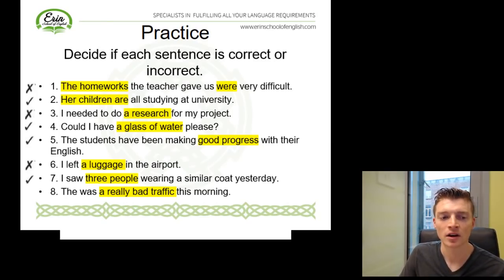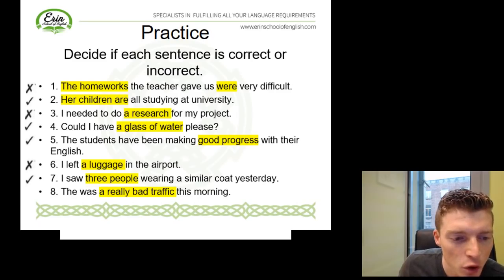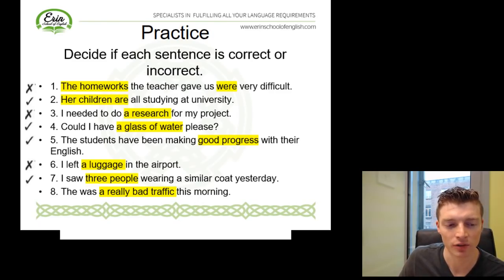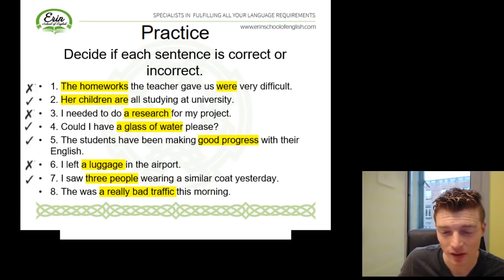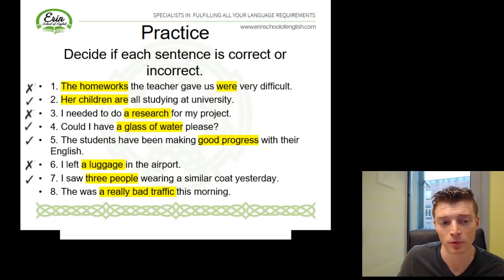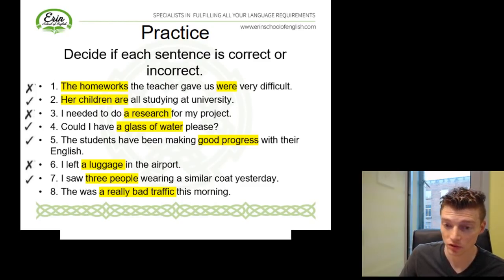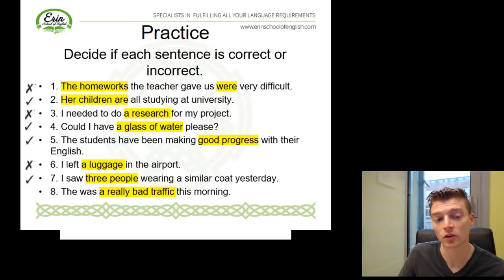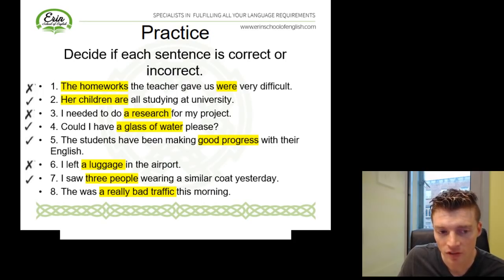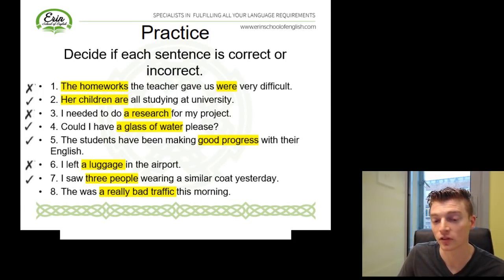Number 8, a really bad traffic this morning. A really bad traffic. So traffic, it's another example of an uncountable noun. As a result, we cannot use a or an here. Therefore, to make this correct, we would need to say there was really bad traffic this morning. So we omit the article a in this case.